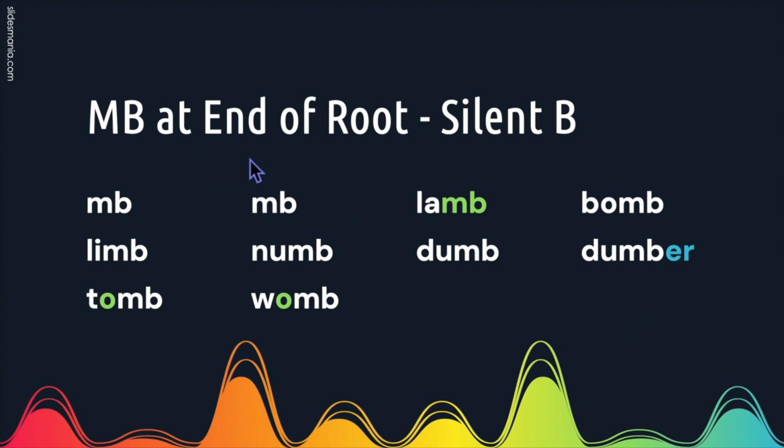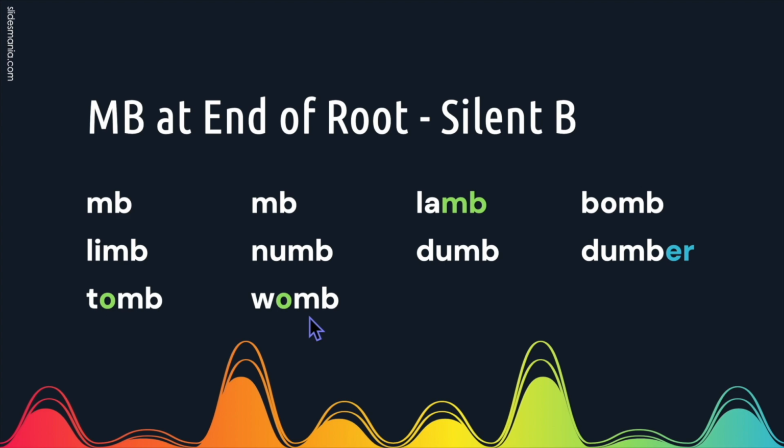If you have MB at the end of a root, the B will be silent. So this is lamb. A lamb is a baby sheep. Bomb, limb, numb, dumb. Here we have the root word dumb, and we can add the suffix: dumber. So again, the B is silent when the M and B is at the end of a root. We can still add a suffix and have the B be silent.